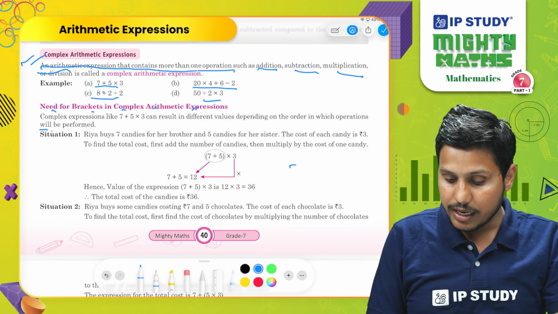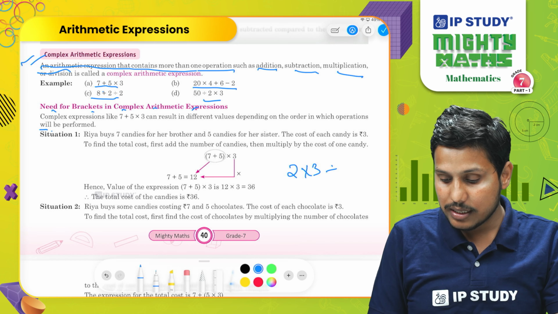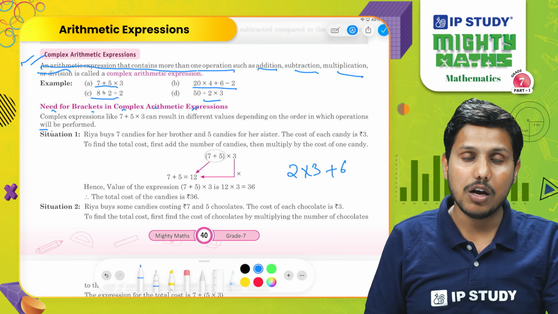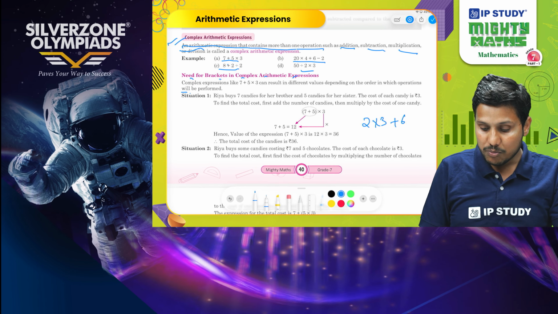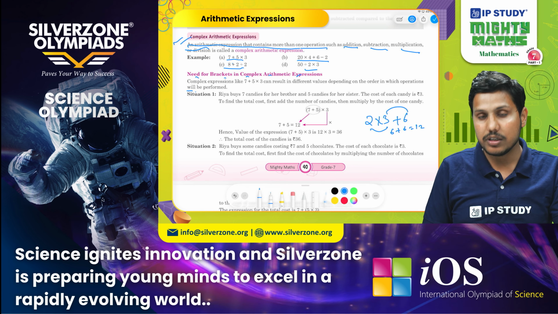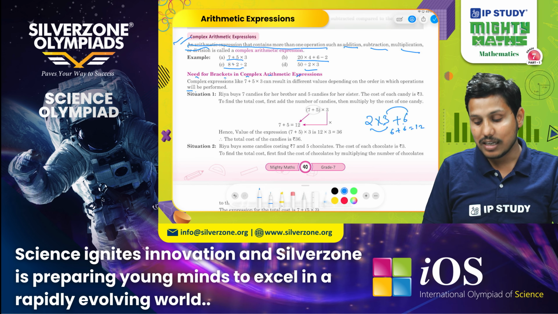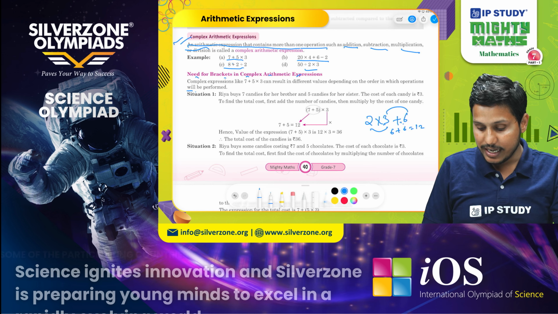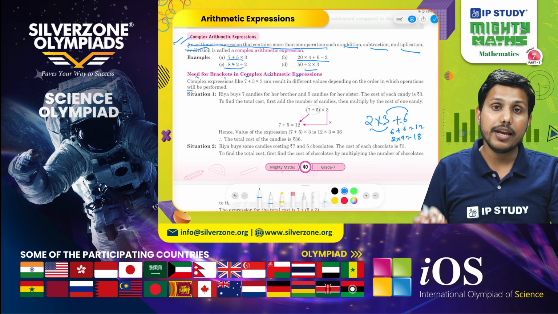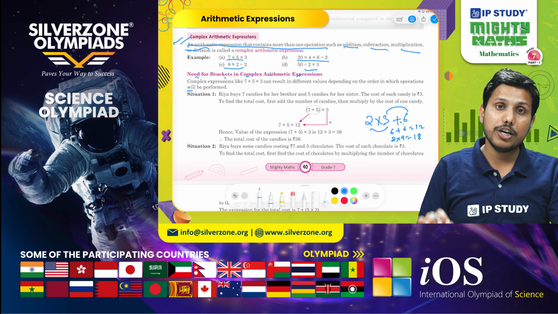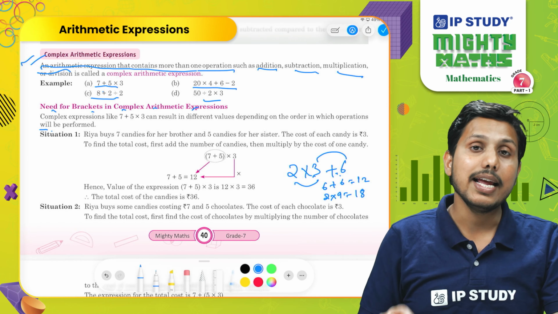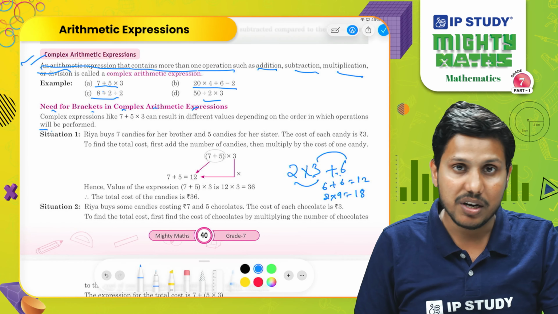Because same, like if we write 2 multiplied by 3 plus 6, we can get various answers, or we can get 2 answers as of now. Like if we want to multiply first, we'll get 6 plus 6 as 12. But if we add first, then we'll get 3 plus 6 is 9 and 9 multiplied by 2 is 18. So 2 times 9 will be equal to 18. So it is very important that in order to get the actual and the required result, we should use the bracket depending upon what we have been asked for.